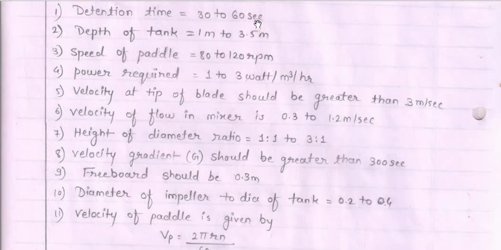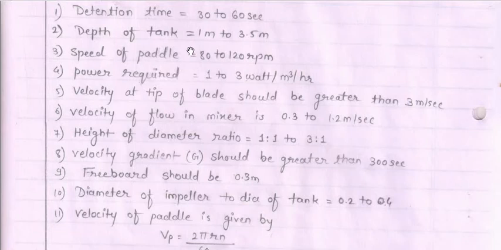We will not detain any water for more than 60 seconds, that is up to 1 minute, because the purpose of the flash mixer is to mix the water and send it to the other component, that is the flocculation unit or the flocculator. And especially the depth of the tank is 1 meter to 3.5 meter.